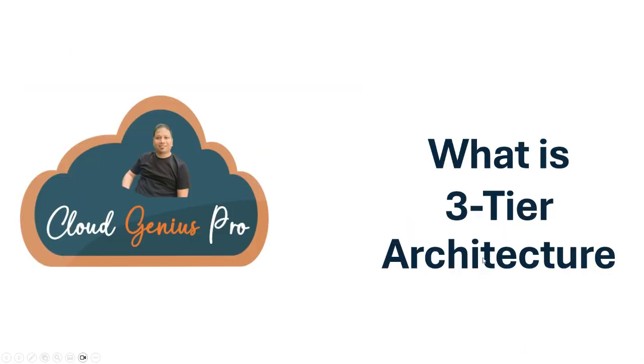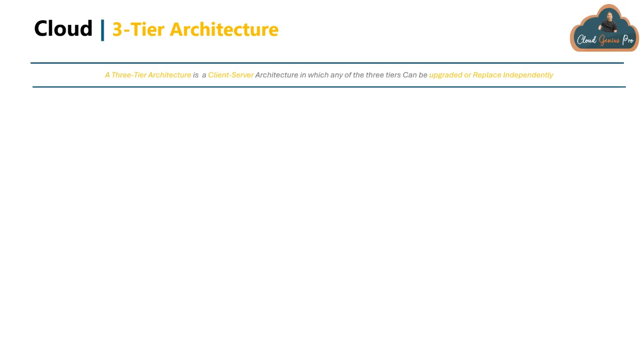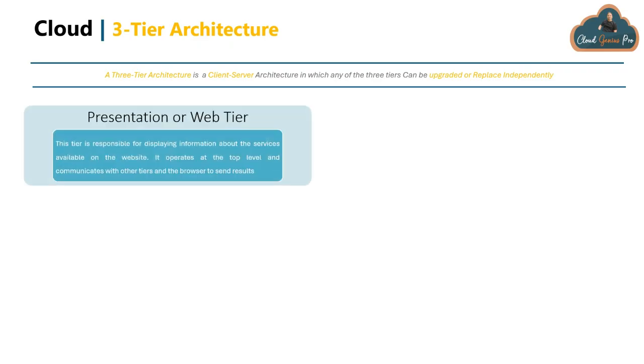So today we are going to talk about three-tier architecture. Three-tier architecture is basically the client-server architecture where any of these three tiers can be upgraded, replaced and managed independently. The first tier is called the presentation or web tier, and this tier is predominantly responsible for displaying the information or services available on the website or web application.